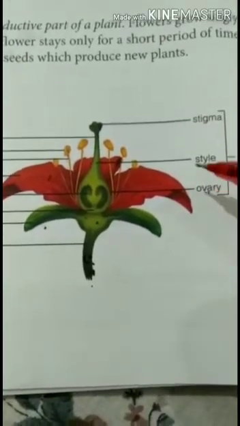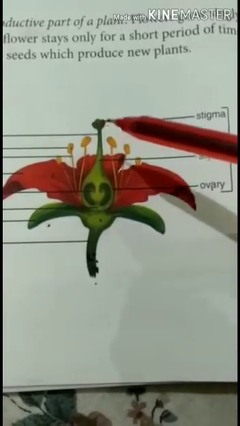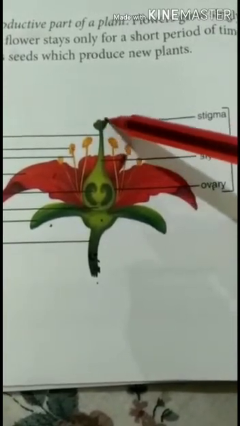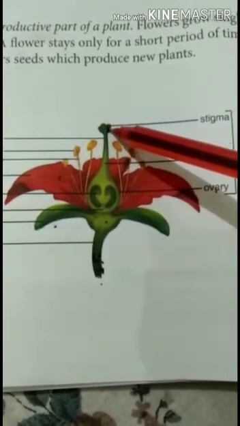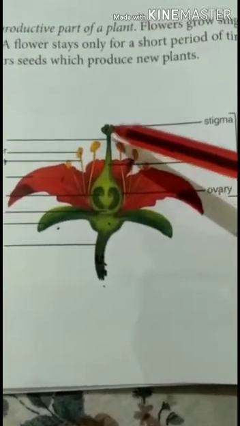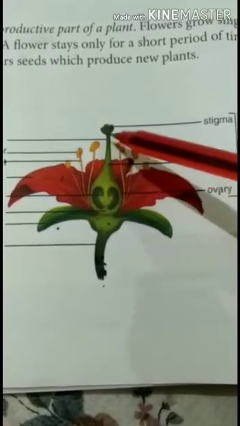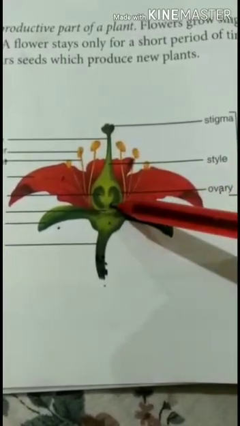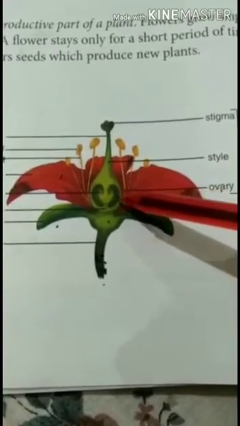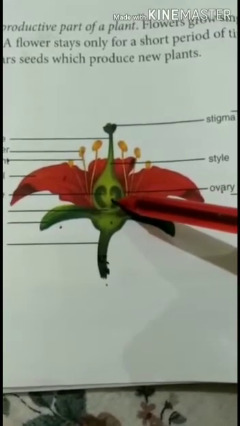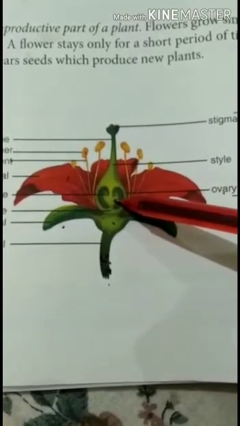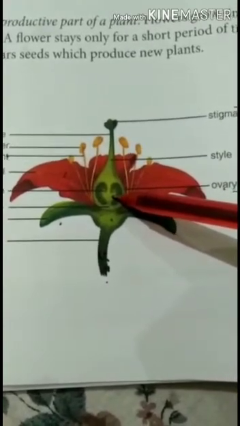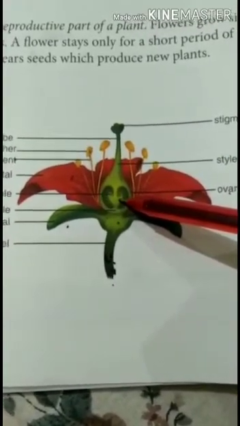The swollen and sticky part of the pistil is called stigma. Here, this one is stigma. And style is the part which connects both stigma and ovary. This one is ovary. Ovary contains egg-like structures called ovules. Ovules are the female reproductive cells.